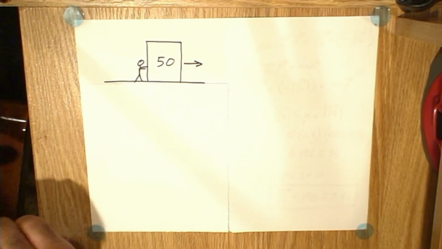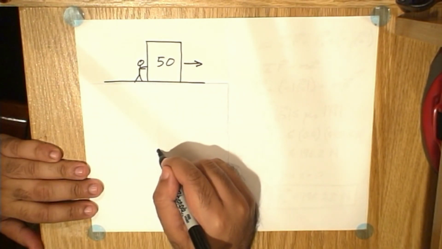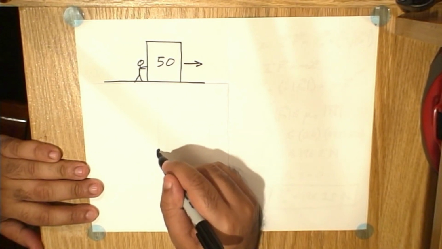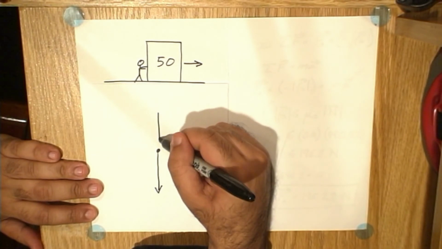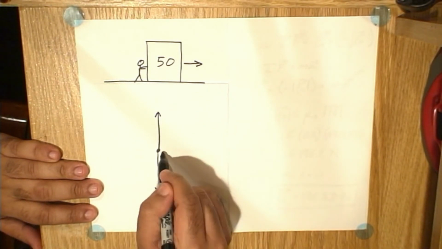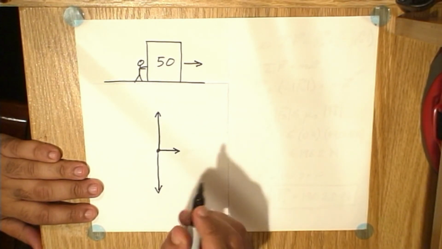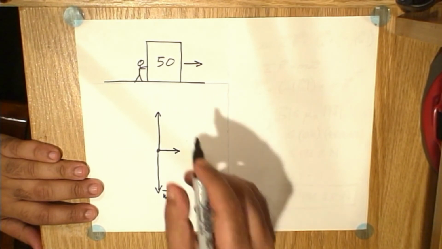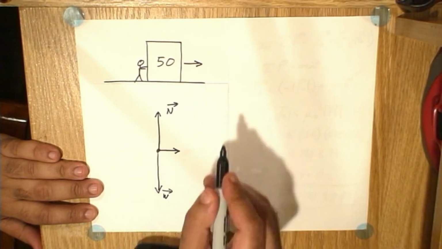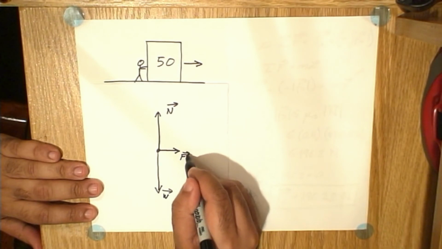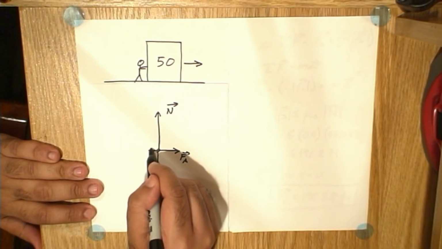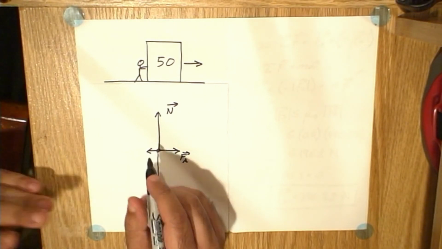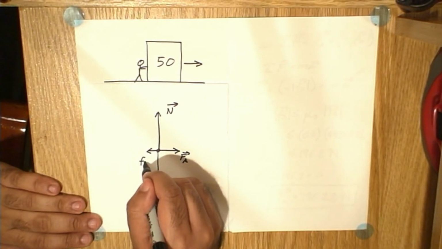So if we want to be rigorous, we need to draw a new free body diagram. The weight force will be the same as before, the normal force will be the same as before, and the applied force is the same as before. The only thing that's different is that we now have kinetic friction rather than static friction.